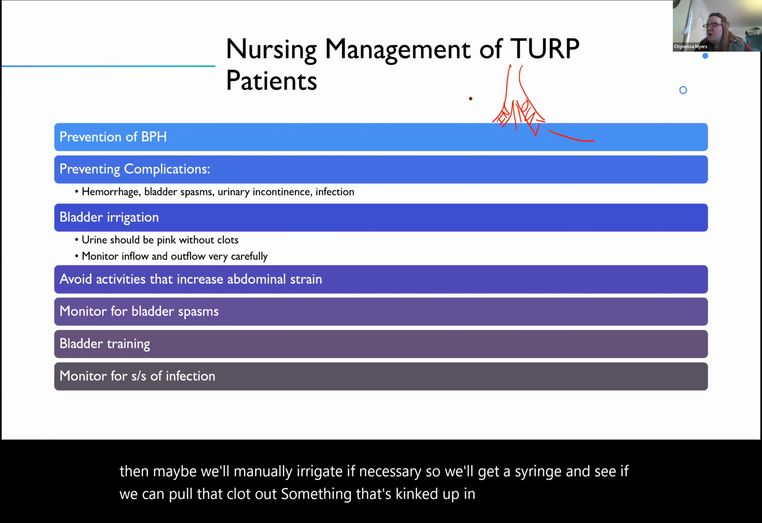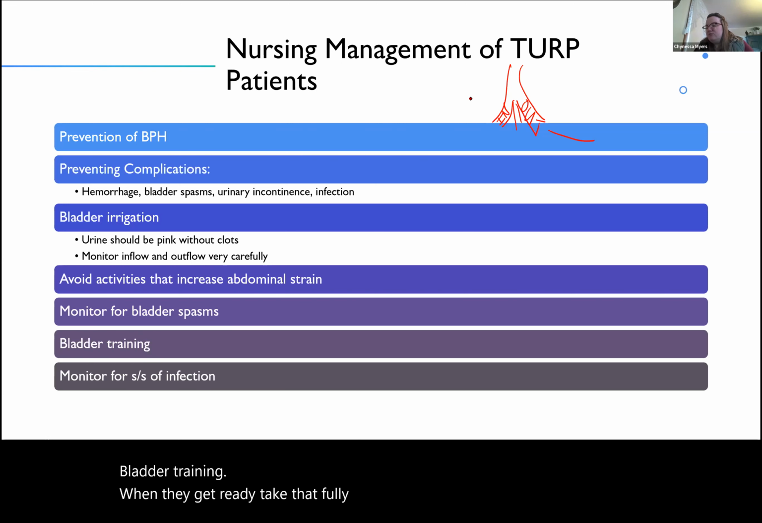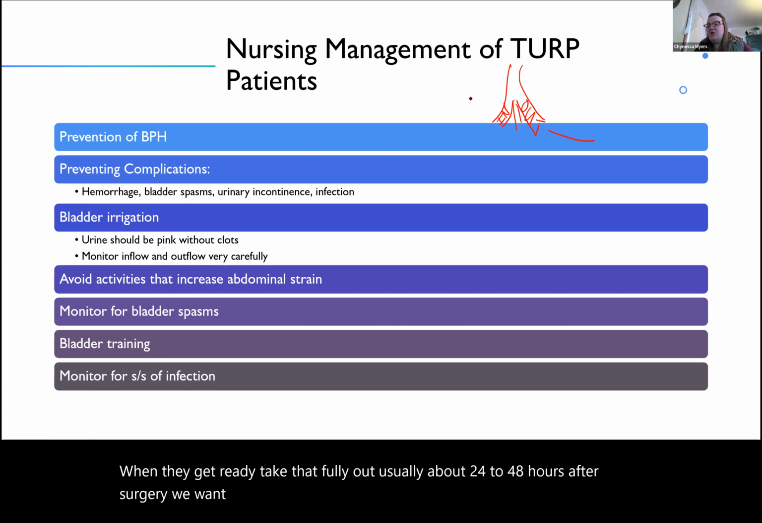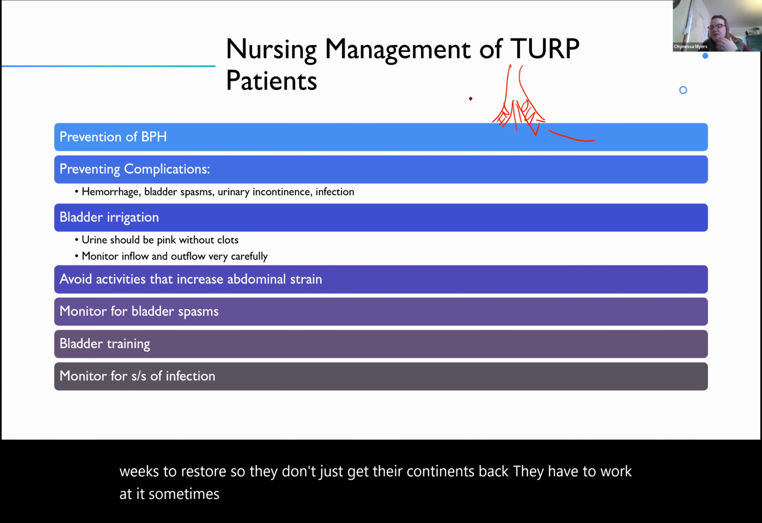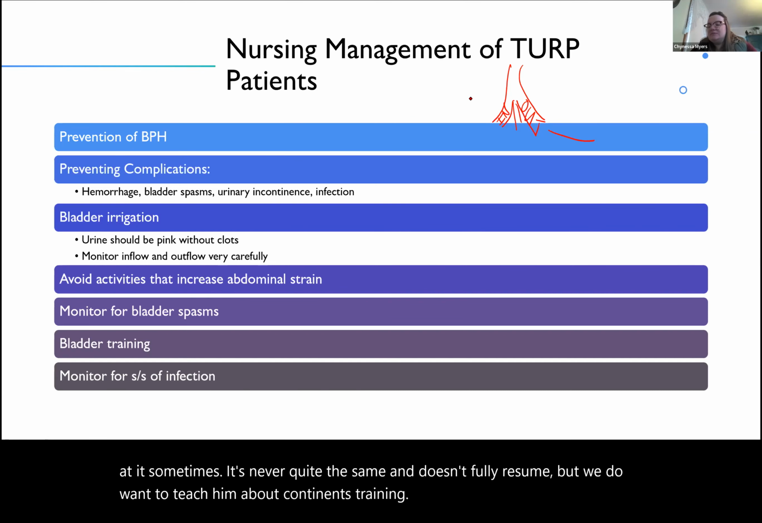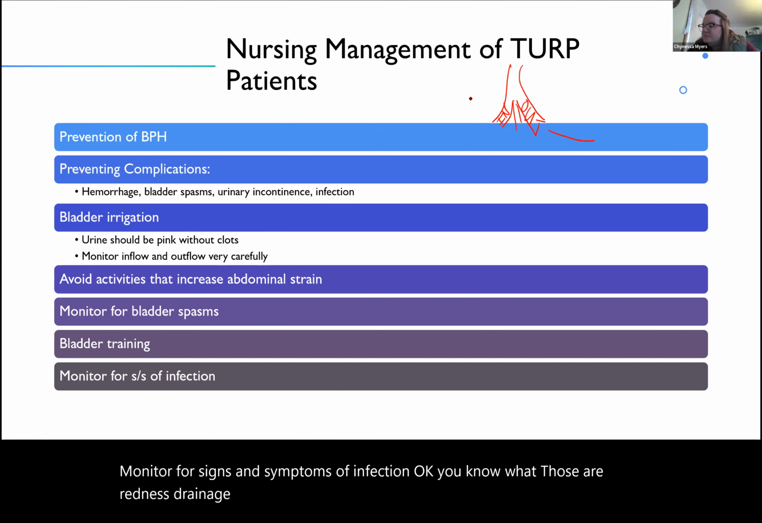Bladder training. When they get ready to take that Foley out, usually about 24 to 48 hours after surgery, we want to make sure they know that sometimes full continence takes several weeks to restore. So they don't just get their continence back, they have to work at it. Sometimes it's never quite the same and doesn't fully resume, but we do want to teach them about continence training. Monitor for signs and symptoms of infection. You know what those are: redness, drainage, swelling.